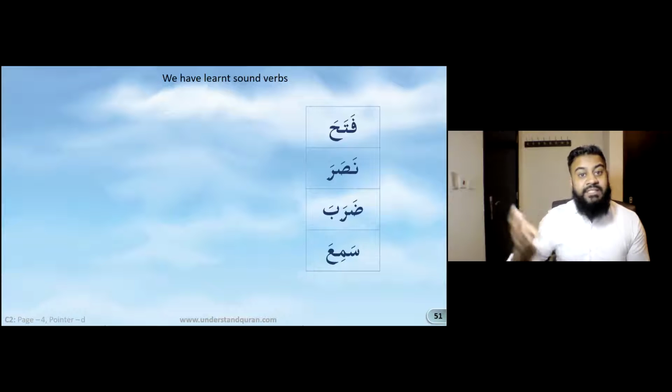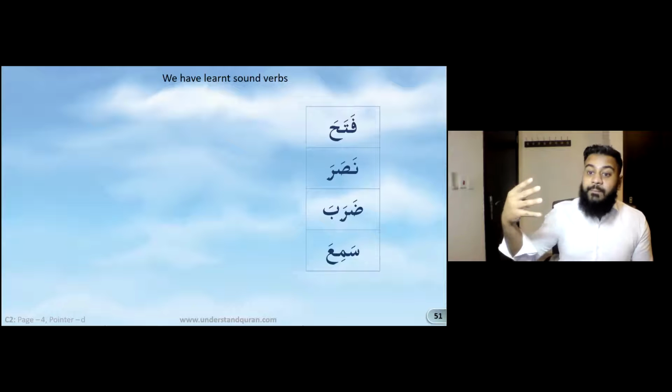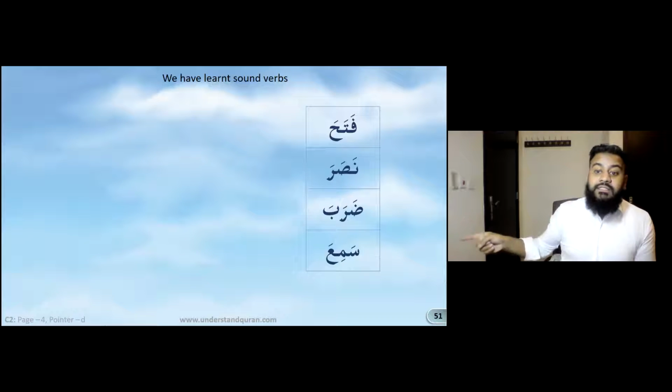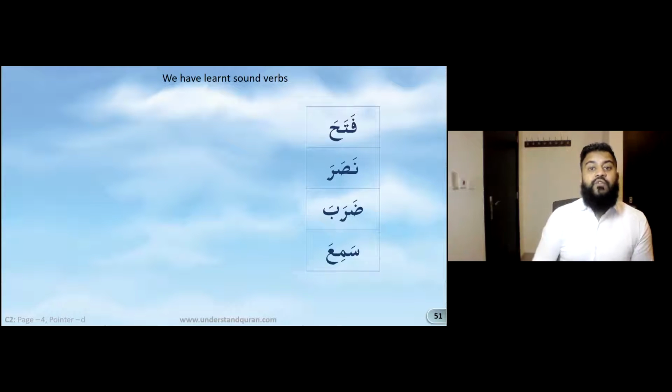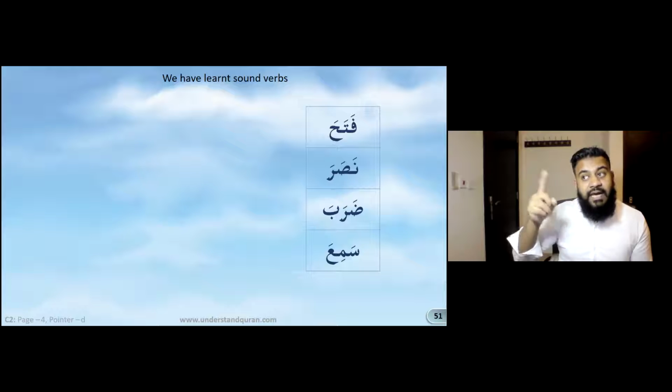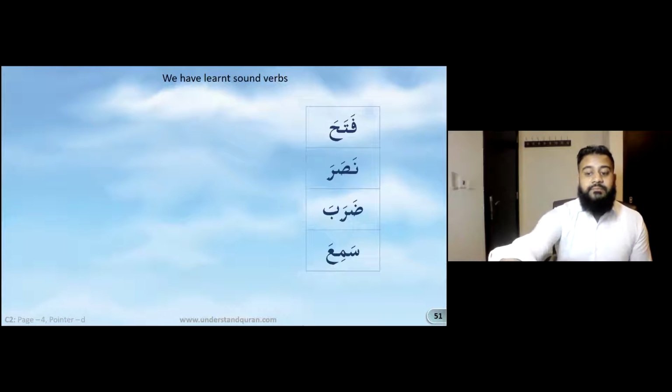Fataha, Nasra, Daraba, Sami'a. Recall, we said the patterns mean they follow the same punctuation across the different forms of the verb. So when it goes from Madi to Mudari and Amr, the punctuation will change. The Fatha, Damma, Kasra will change, and it follows 4 styles.